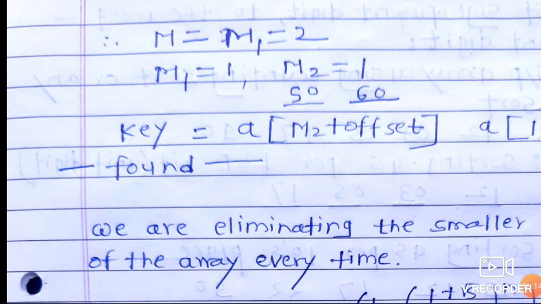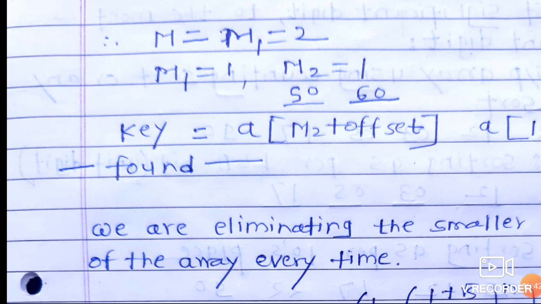So this is the technique. Once again I repeat the entire technique. In the first step, we accept an array of size n. In the second step, we sort the entire array. In the third step, we accept the key element. Once we accept the key element, we generate the Fibonacci series up to some level.